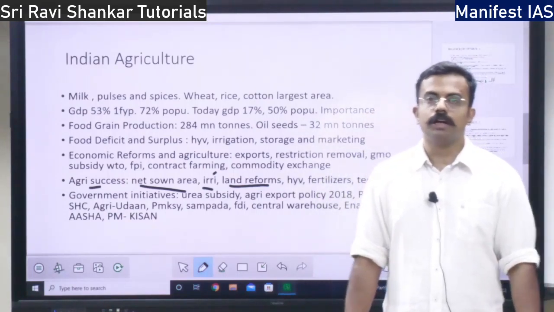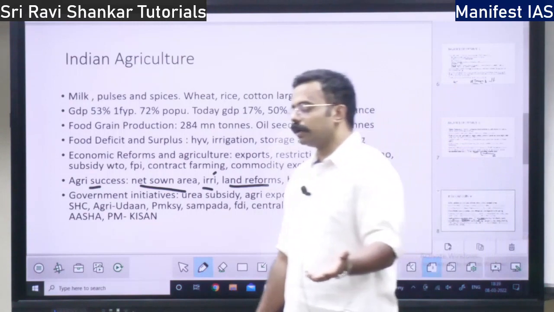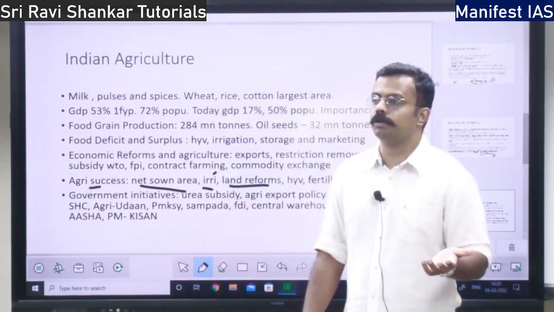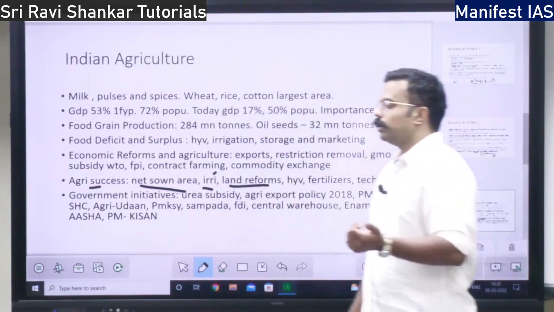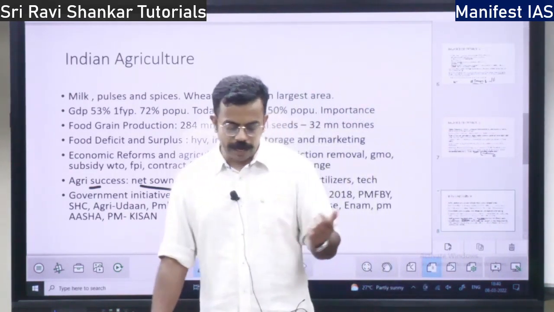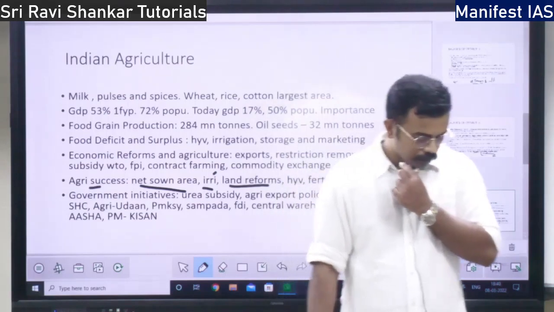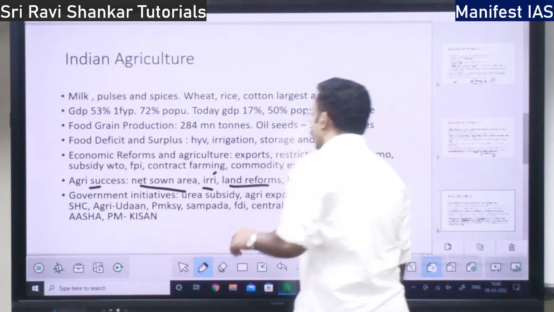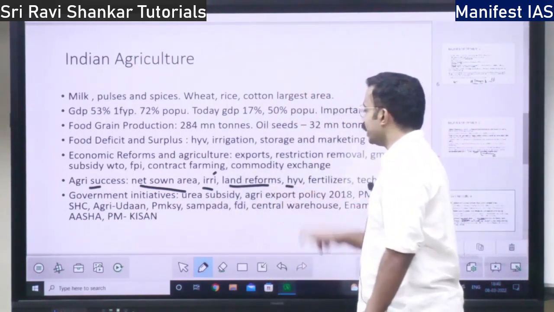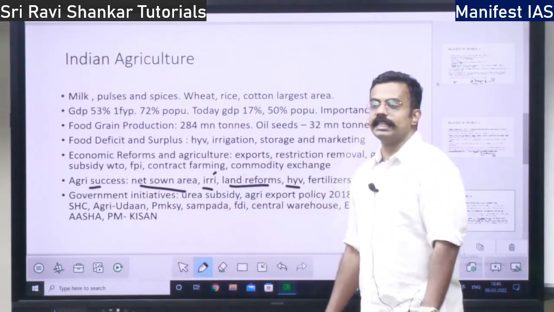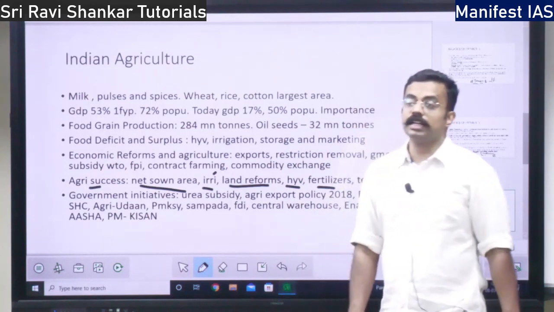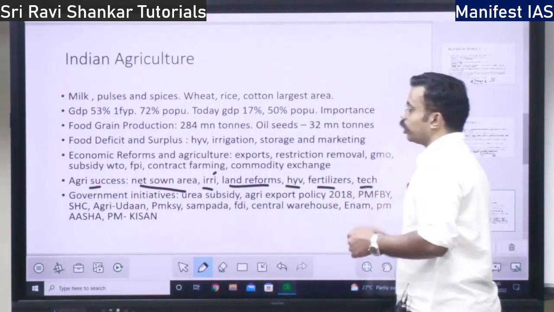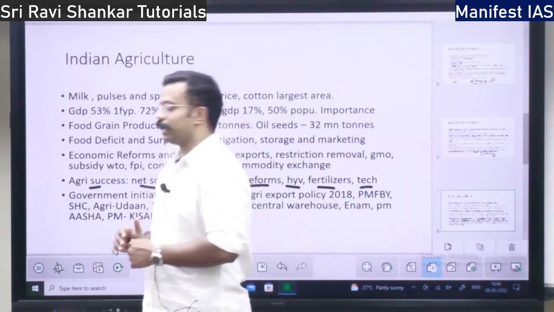Then land reforms. We have carried out a lot of land reforms, right? Gramdan, Bhudan. The tiller is the owner of the land. There is a limit on land holding. An agricultural land holding limit is there. All these land reforms have been implemented. Then high yielding variety seeds are used. Then fertilizers. There are various new fertilizers, like neem coated urea, and organic fertilizers. Then we have technology. We are implementing technology in the agriculture sector.